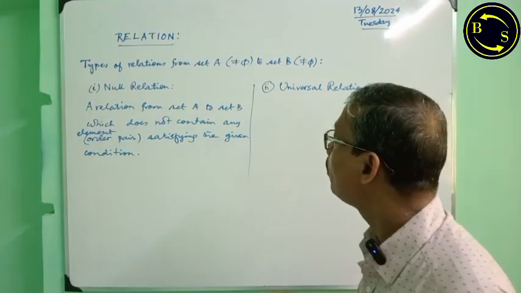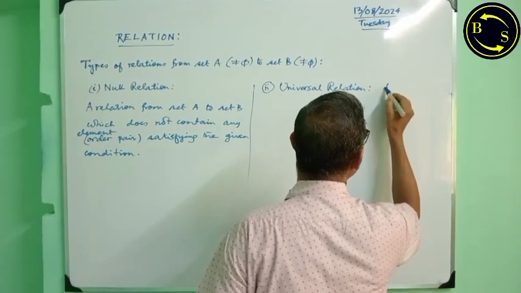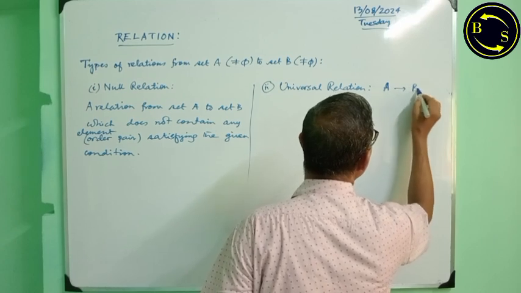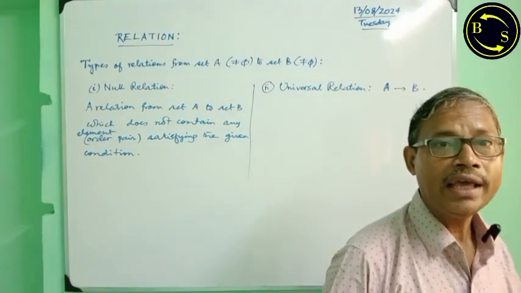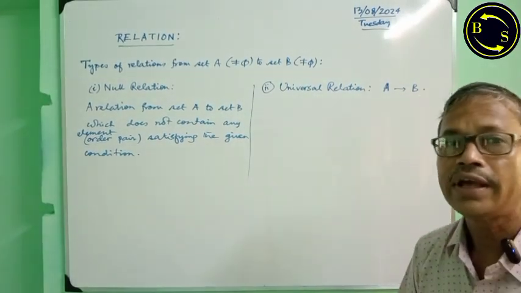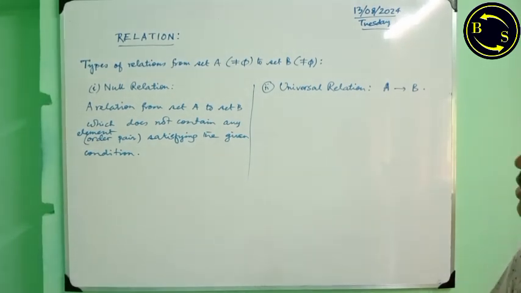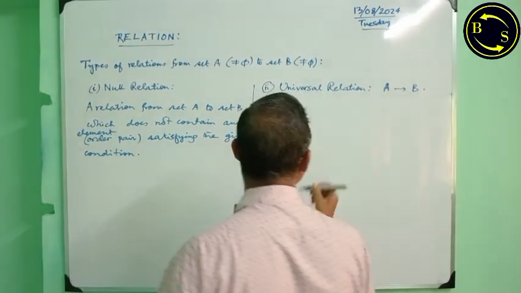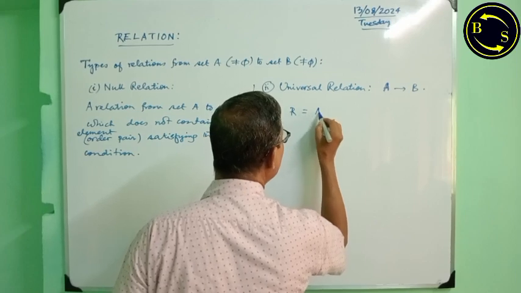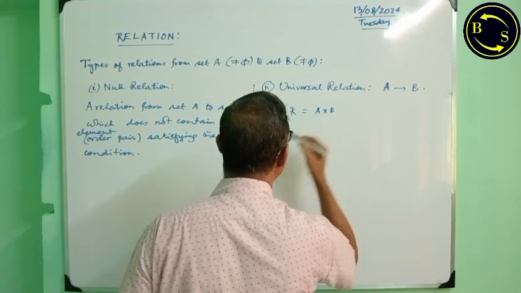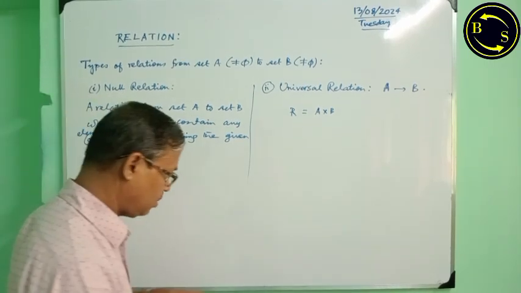Then universal relation, already mentioned, that is a relation from set A to set B. If we find that all the ordered pairs of A cross B are satisfying the given restriction, then we get the relation which is called the universal relation. That means the universal relation, if we denote that by the symbol R, will be equal to A cross B. Already we have discussed examples in the previous example taken.